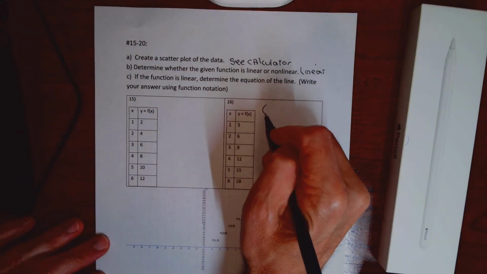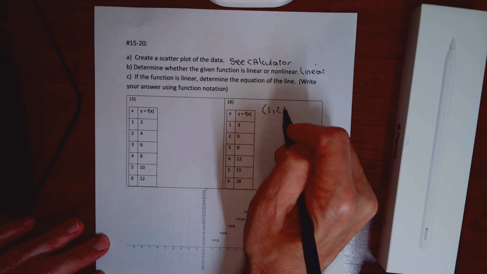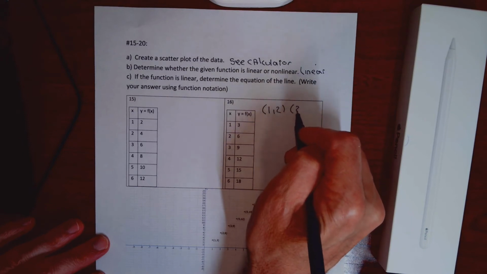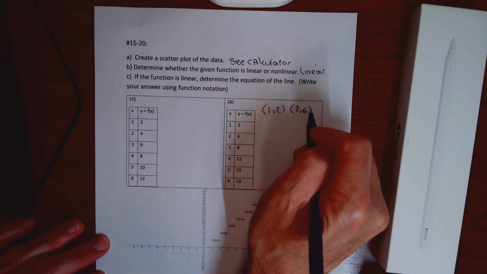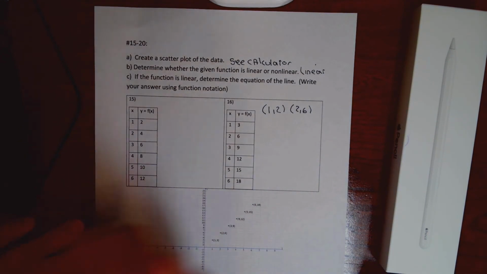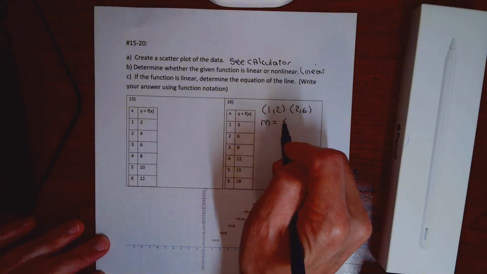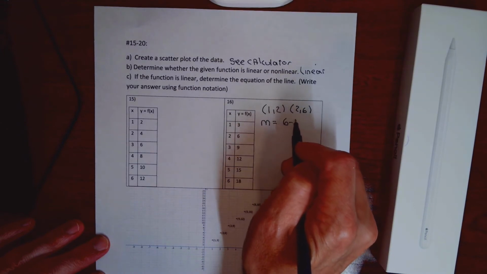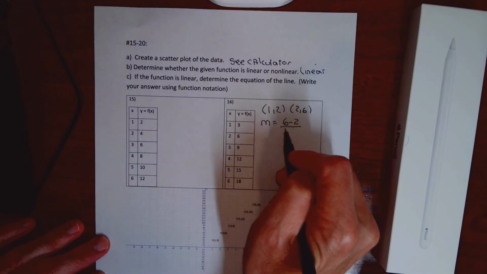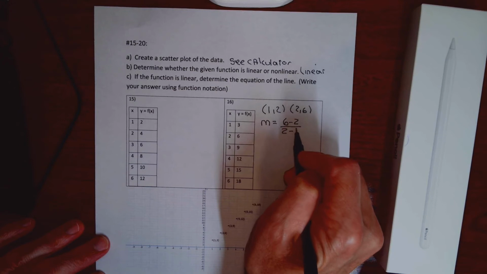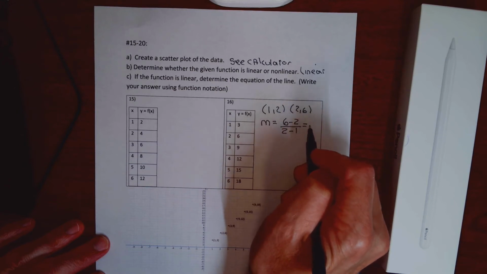I'm going to pick 2 points. Any 2 points on the line are fine. Here I have 6 points, but the first 2 are going to be adequate. And in order to find an equation for a line, first you need to find the slope. So I picked 2 points on the line, any 2 points were fine, and I'm going to find the slope by subtracting the x's in the denominator and the y's in the numerator.